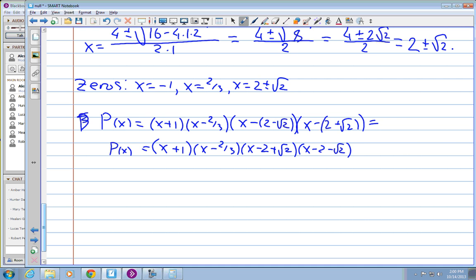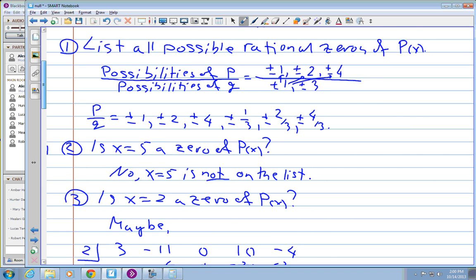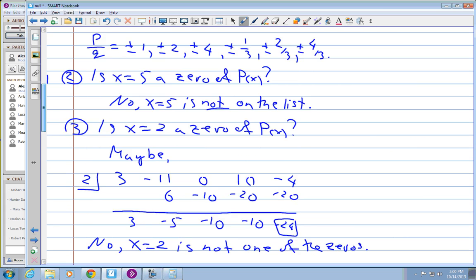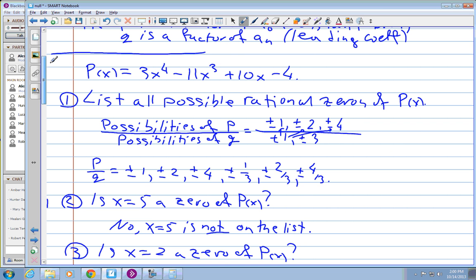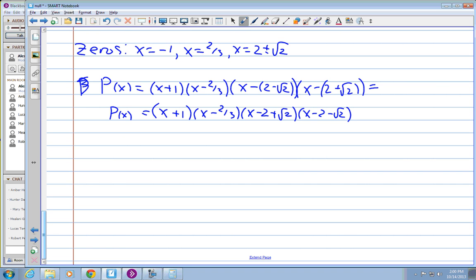And it's okay to have x minus 2/3 in there. We don't have to fix that. We know if we FOIL this out, we'll get our original polynomial. So this would be all the zeros. This would be our polynomial written as a product of linear factors.